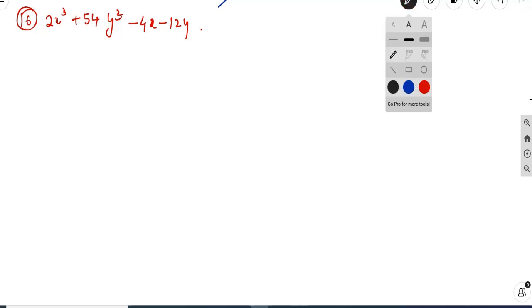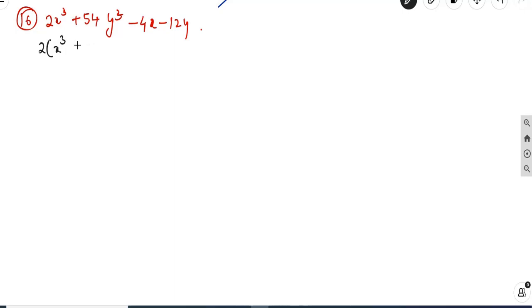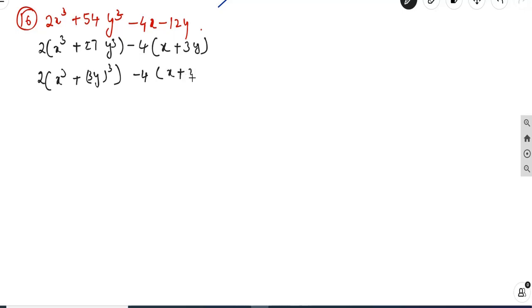So 2, can I take common? Yes, I can take 2 common here. If I take 2 common, it is x to the power of 3 plus 27 y cube, since 2 27s are 54. Okay, what can I take common here? 4 I can take common here. So this becomes minus 4, and it becomes plus 3y, because minus I have already taken outside. Now I can rewrite this as x cube plus 27y cube minus 4 into x plus 3y.